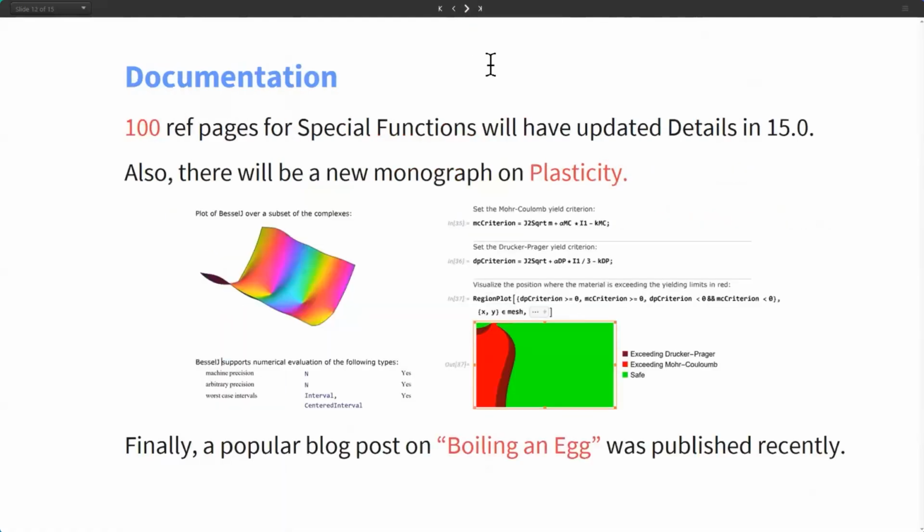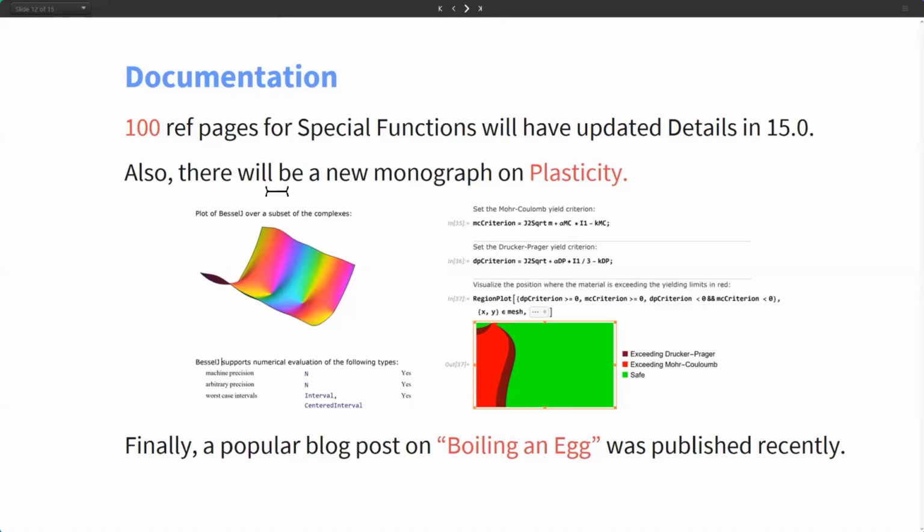Okay, so on to documentation. Special functions documentation has been a focus for a long time. We've added examples to almost every part of those pages, but what was remaining was the top detailed sections, and there we have drawn on a few resources like the Functions website, MathWorld, etc. And we're trying to update 100 out of the roughly 300 functions that we have for 15.0. You can see an image over here of one of these updated functions, the Bessel function.